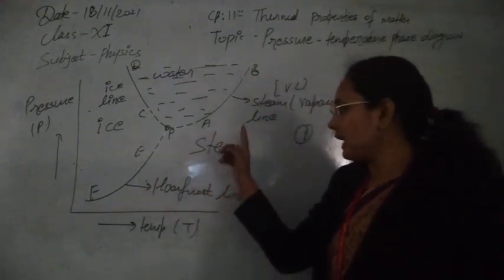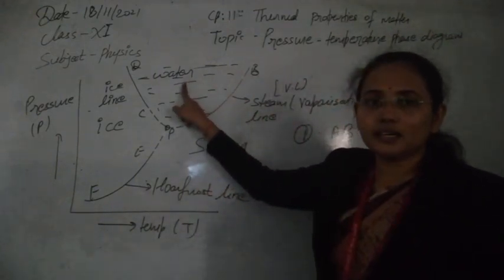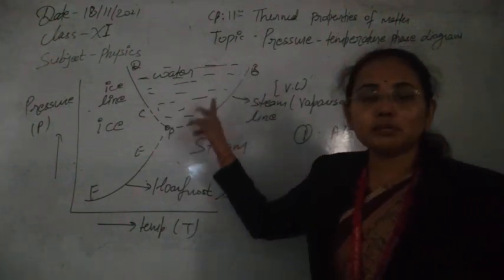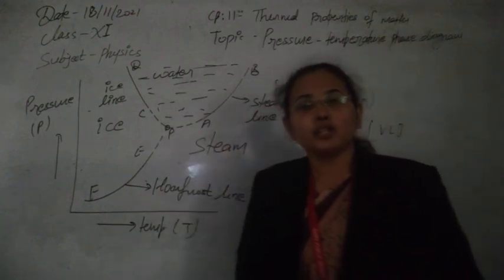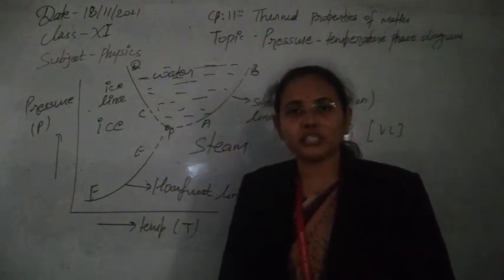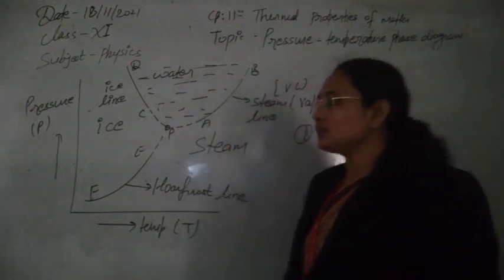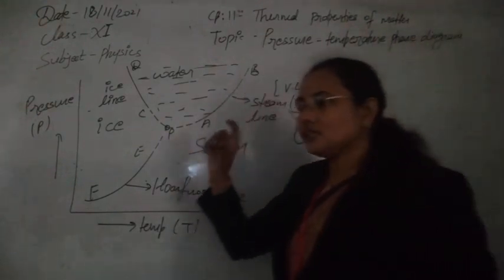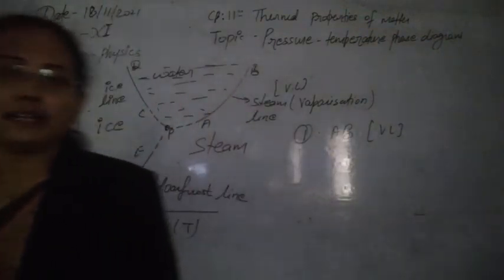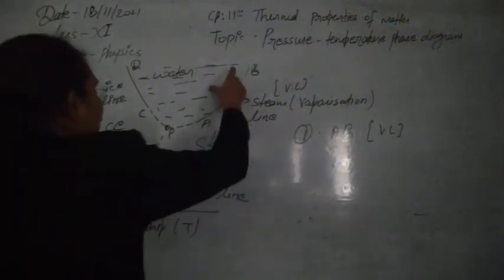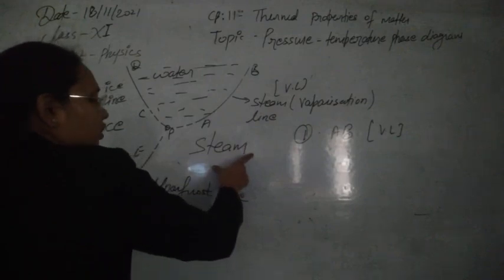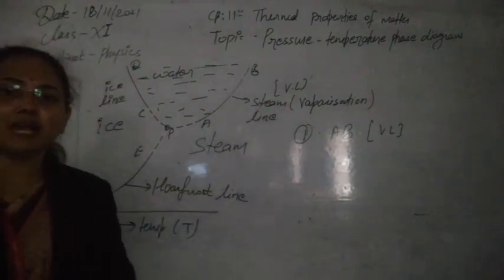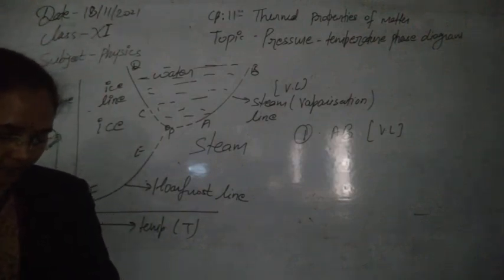One state is the gaseous state, the second state is the liquid state. This line is dividing the two states. At this line AB, the two states of matter can coexist with each other. Means at a certain pressure and temperature we can observe the coexistence of two phases together, the liquid phase and the vapor phase, or the liquid phase and the gaseous phase together. That line is known as the steam line or vaporization line.